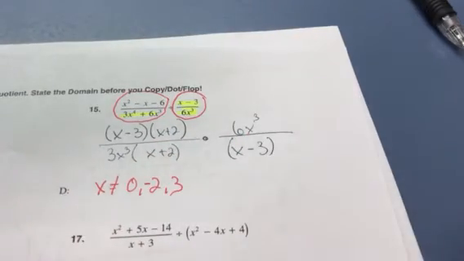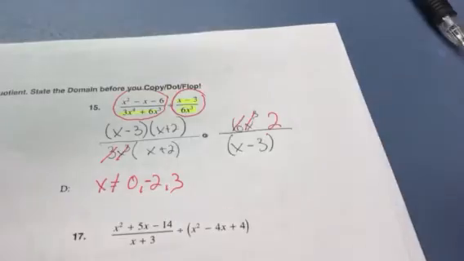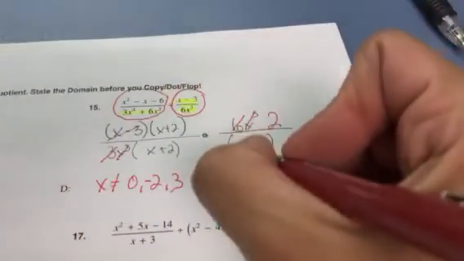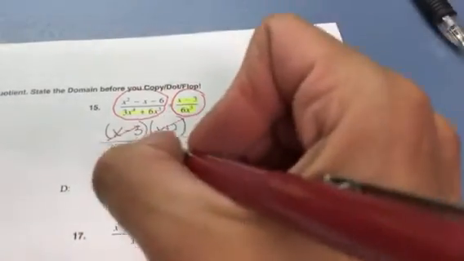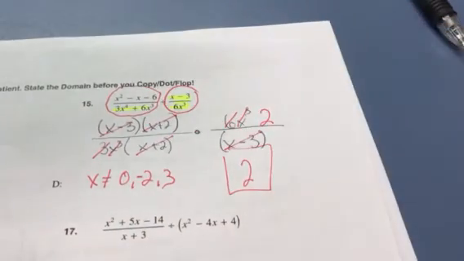And now you can go through and do your canceling out. So x cubed can take out x cubed, 6 can take out 3 and be left with a 2, x minus 3 can take out x minus 3, x plus 2 can take out x plus 2. So in the end, the only thing that you're left with is a 2.